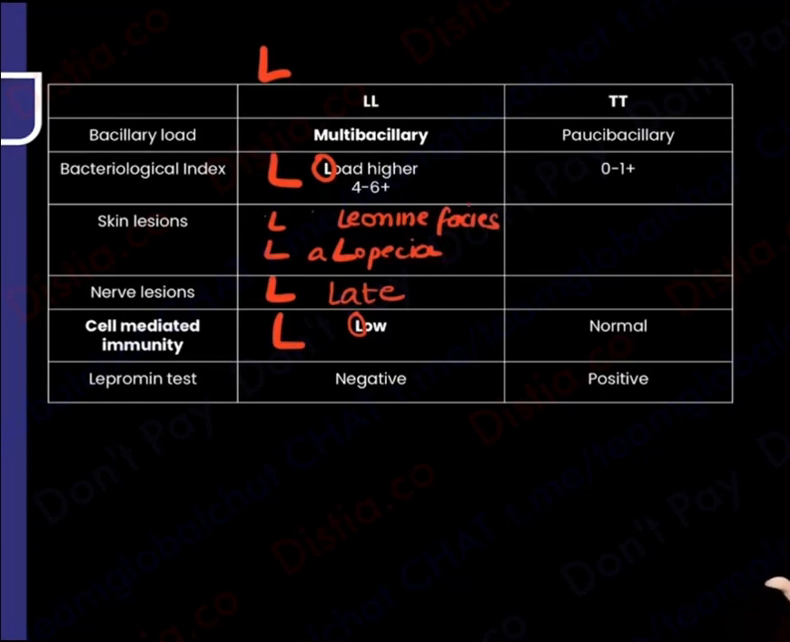Lepromin test is positive. Nerve lesions kya hoga? Ab udhar late tha to yahan early hoga. Over there were lots of lesions. Over here there are very few lesions that you're going to see. So everything becomes opposite. The table is not over.